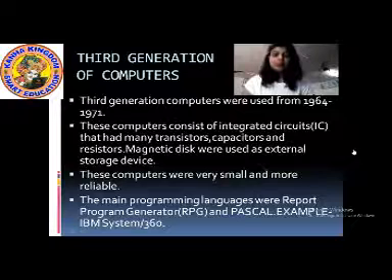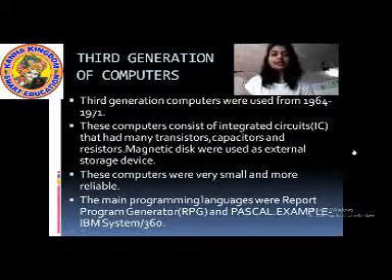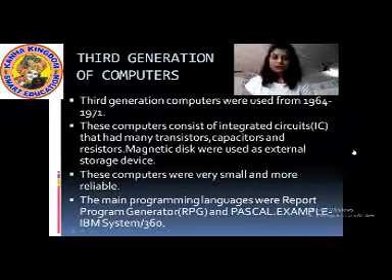Now, what is the example of this generation of computer? It is the IBM System 360, the famous computer of the third generation. IBM System 360 is the example of this generation of computer.